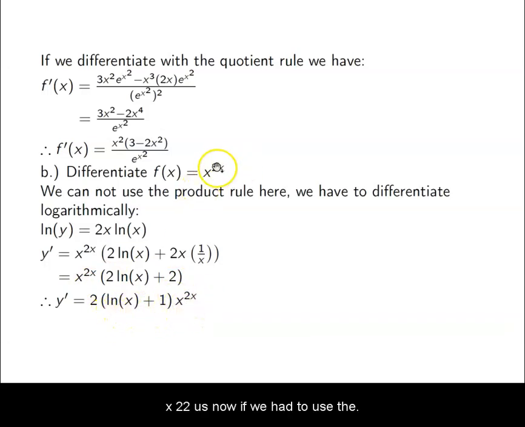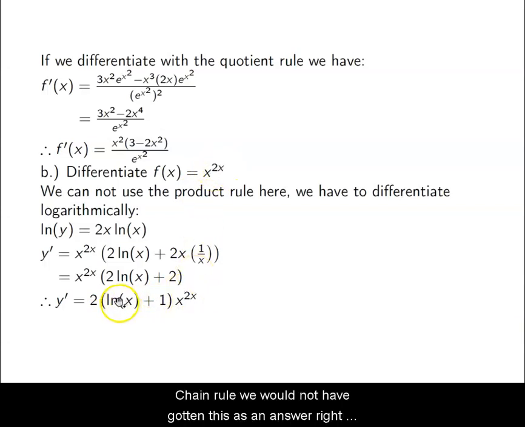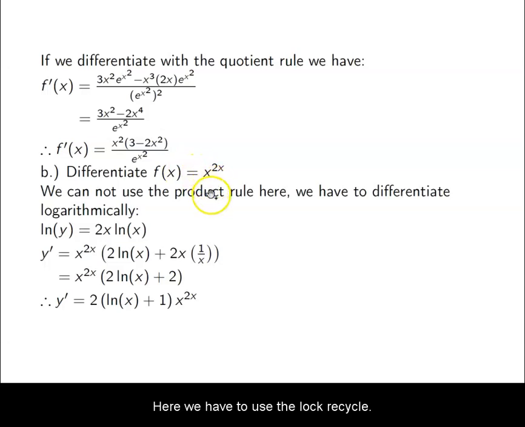Now if we had used the chain rule, we would not have gotten this as an answer. There's no way we'd have gotten it. If we said it's x to the u, that wouldn't work because we still have this variable of x here. We would not have gotten this natural log out. So here we have to use the logarithmic rule. Okay, and that's how that works.